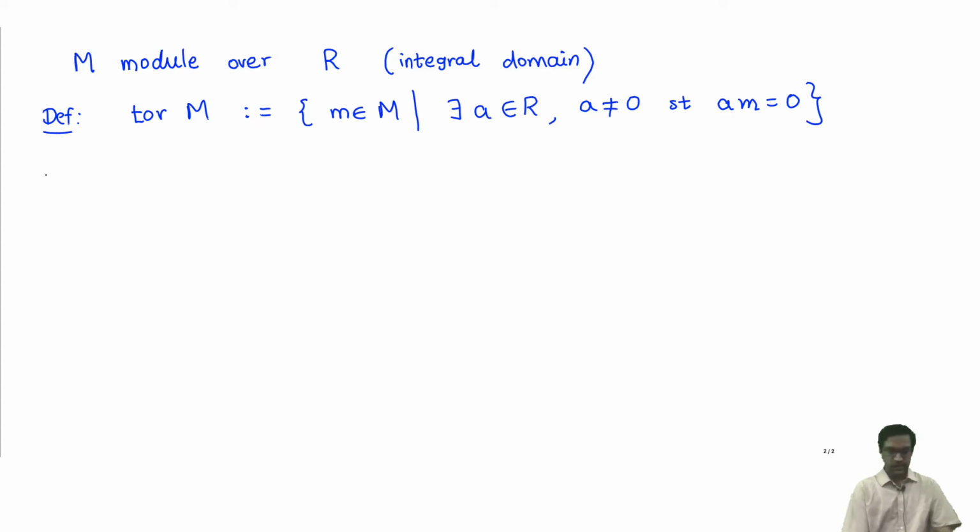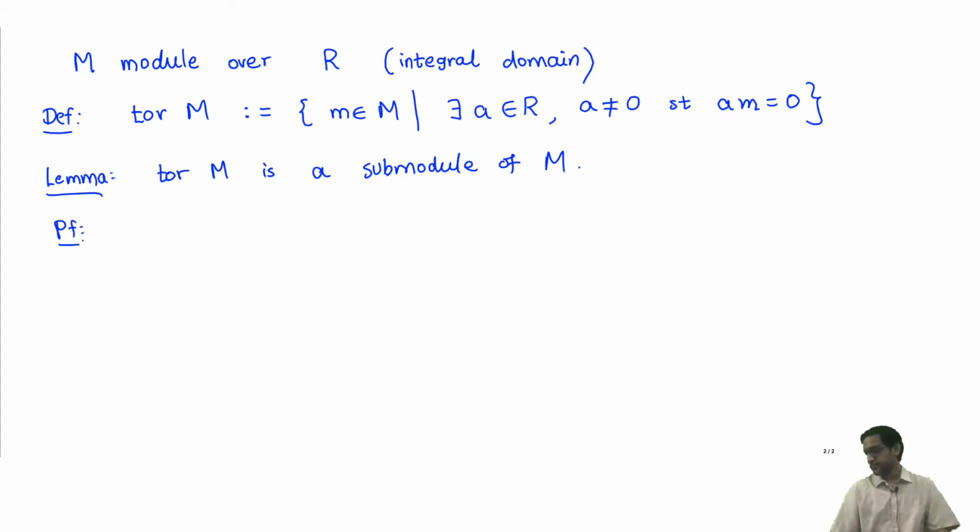And in fact, here's a little lemma. Tor of M is actually a submodule of M. So Tor M is a submodule. Okay, so let's check what this involves. We need to check that it's closed under addition as well as under scalar multiplication. So suppose I have two elements m1 and m2 in Tor M.